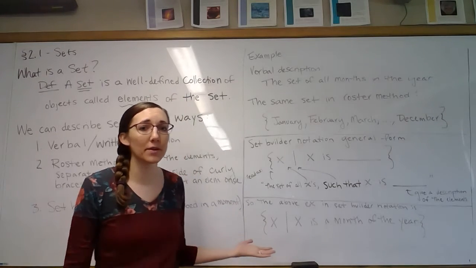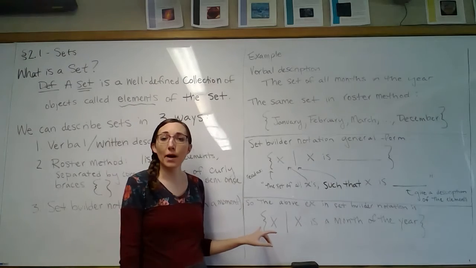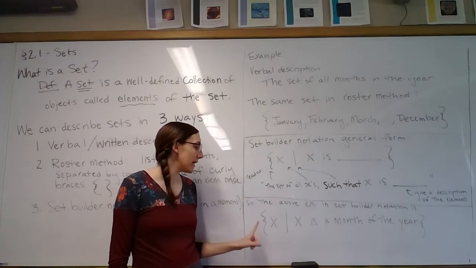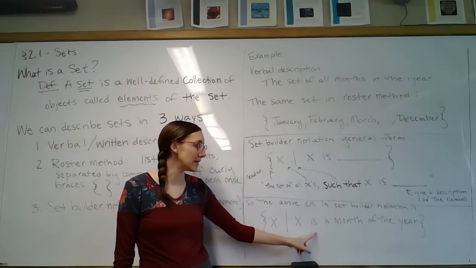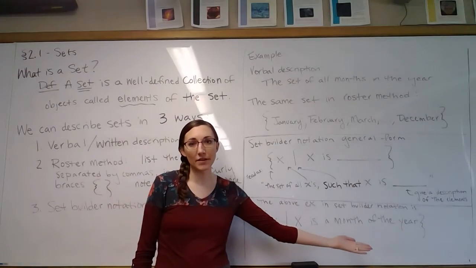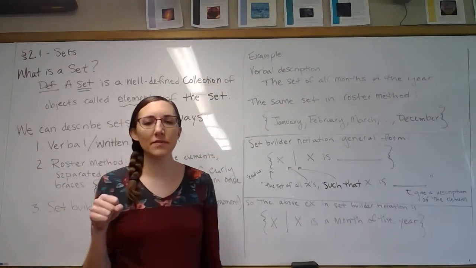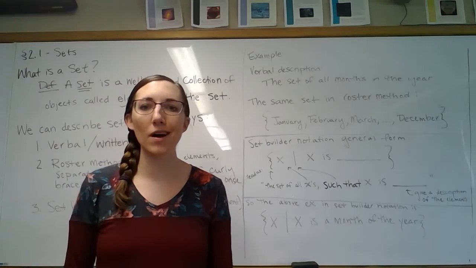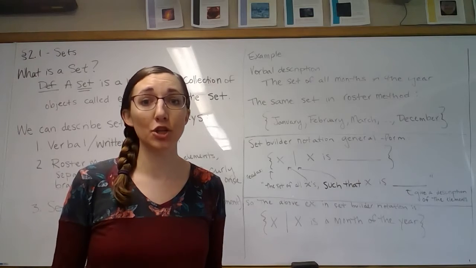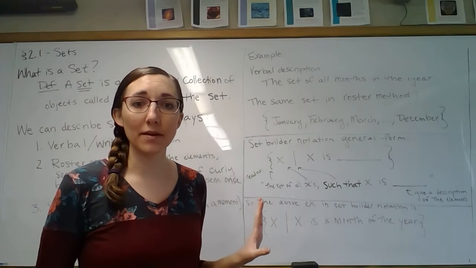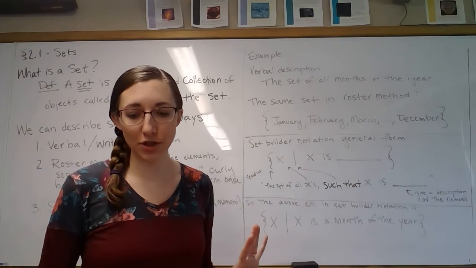So in our example that we just had above, the months of the year one, we would write opening curly brace x such that x is a month of the year. So x is sort of this placeholder for a random element in the set, and then you describe what it should look like. So that's an example of set builder notation.